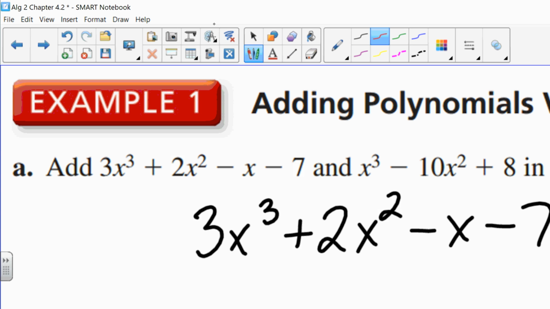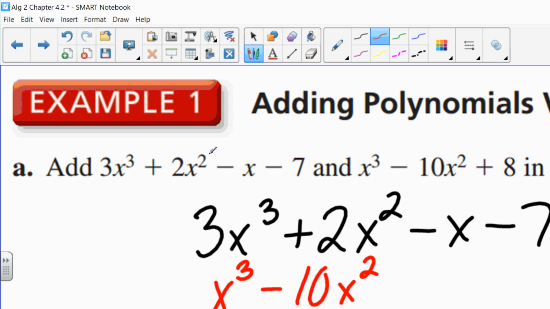All right, guys. So, what we're going to do first is addition vertically. When we add two things vertically, we're going to be adding them up and down. The first thing we'll do is just write out the first part of the problem. Our first expression, 3x cubed plus 2x squared minus x minus 7. Then we'll write the other expression right below it and match up the like terms. So x cubed would go under 3x cubed. Negative 10x squared would go over 2x squared. We lined up the x squared.